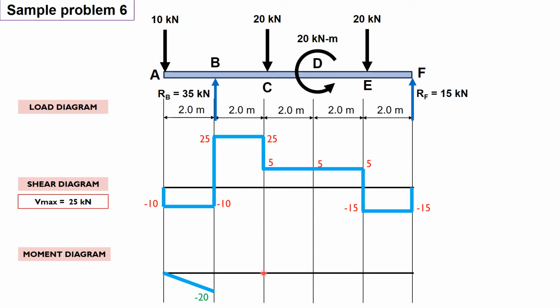Kaya yung moment mo dito sa C is starting from B, which is negative 20. So, from negative 20, you add this area, kasi positive yan. So, negative 20 plus 25 by 2, you will have positive 30 at point C. So, ibig sabihin, you will have an ordinate of 30 here.